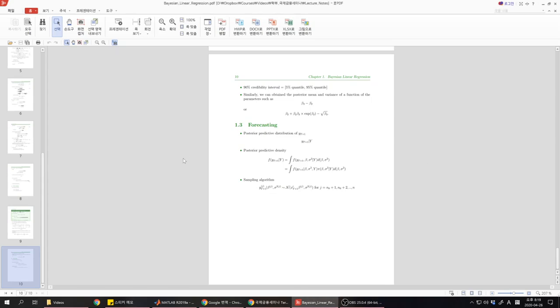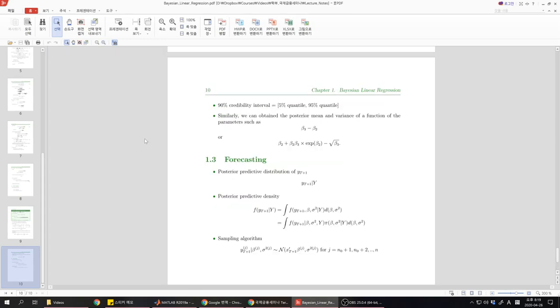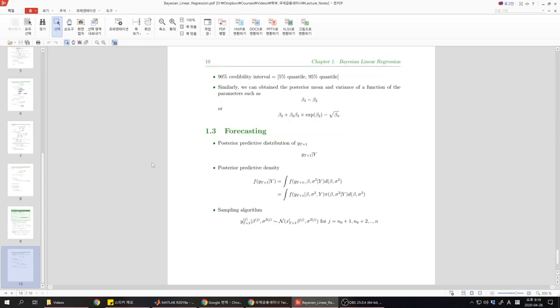Okay, then the next thing we're going to do is forecasting. Let me explain the theoretical background first, and then we're going to practice using MATLAB. So what does forecasting mean here? We have data up to time capital T, right?